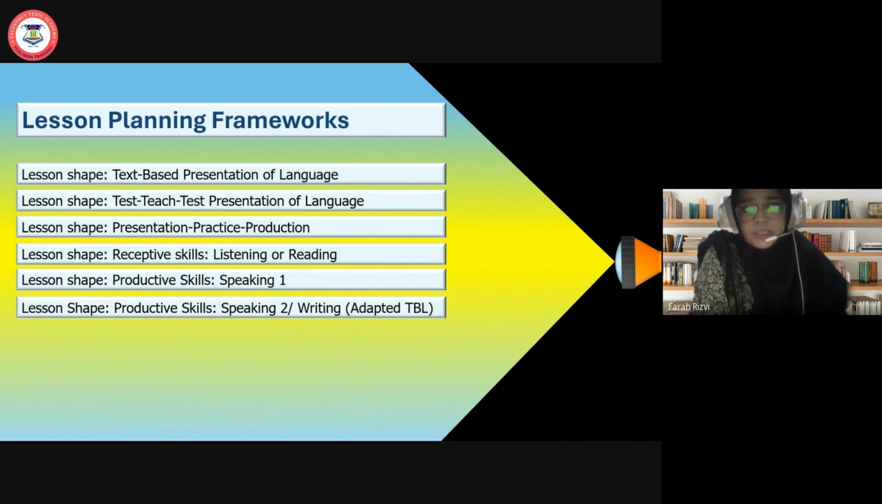Presentation, practice, and production stage, three P's. In the presentation stage, the teacher presents the language. In the practice stage, two controlled practices are given to your students. One will be a 60-40 ratio, like the teacher role will be 60% and the student role will be 40%. Second controlled practice, 40 and 60, the teacher will be 40% and the student will do 60% of the task. And then at the production stage, students are going to produce the language.